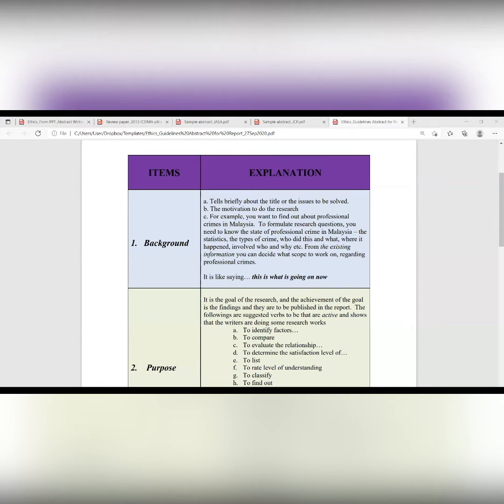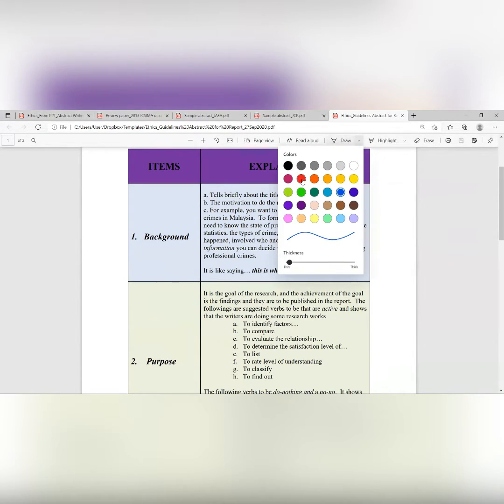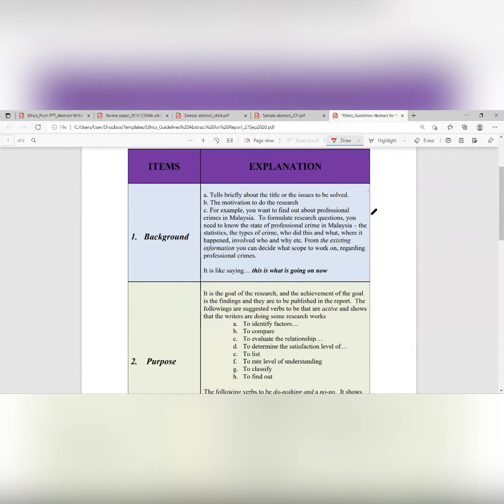The first one in the abstract is background. Background basically tells you, direct the reader of what is going on. Okay, we try to tell the reader what is going on as far as the title of our research or the project that we are reporting. And then in the background also, we tell what are the motivation we do the research.